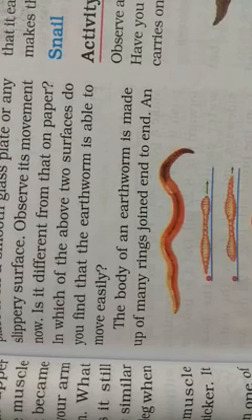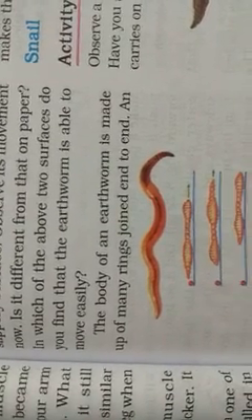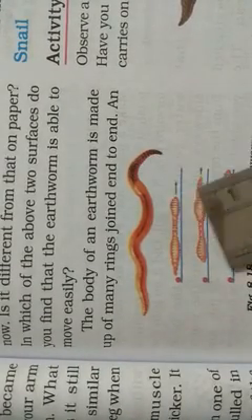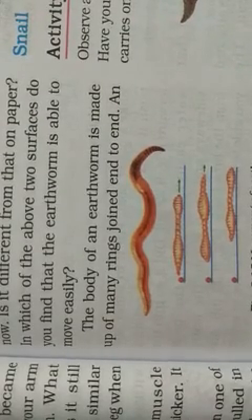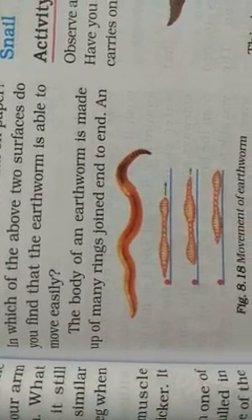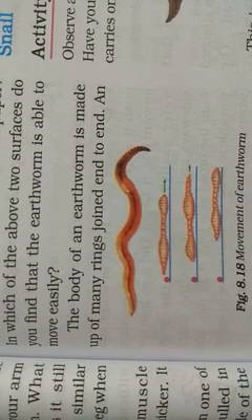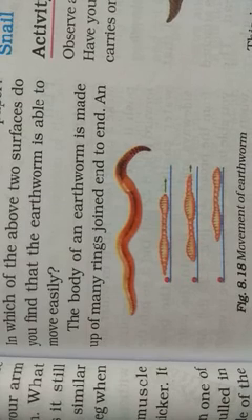Earthworm is able to move very easily. The body of an earthworm is made up of rings joined end to end. So an earthworm does not have bones. It has muscles which help to extend and shorten the body. You can observe the body movement. How the body movement happens in the earthworm is like this.